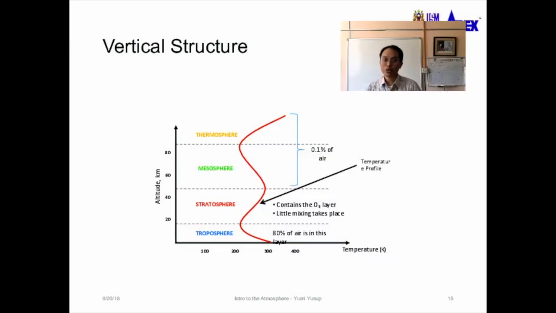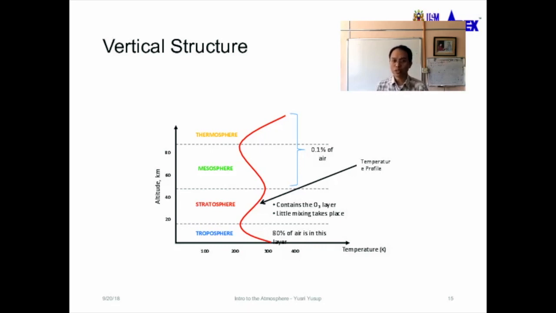Now we look at the temperature vertical structure of the atmosphere. Before that was the pressure vertical structure. We can separate the atmosphere into different layers based on the temperature profile. That is separated by the changes in temperature, whether it's increasing or decreasing, because as you can see here, the atmosphere can be separated into four main layers: the troposphere, the stratosphere, the mesosphere, and the thermosphere.